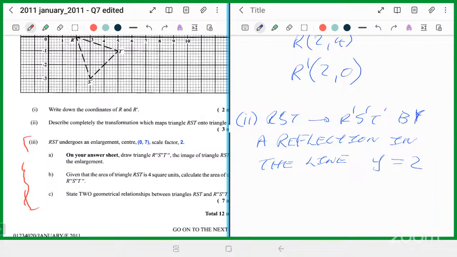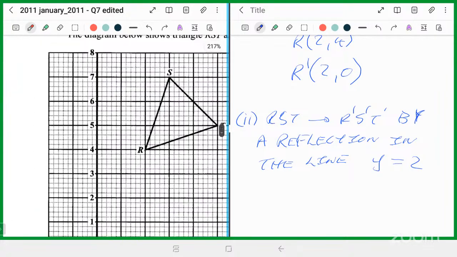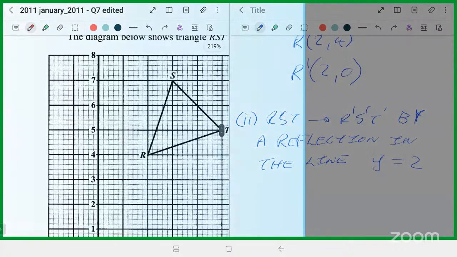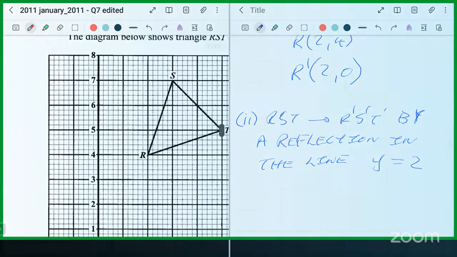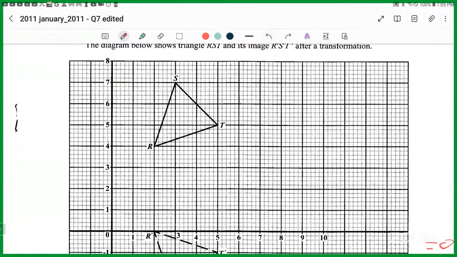So let's put the center of the enlargement on the diagram first, which is point 7. Point 7 is right here. Let me zoom it up for you. Let me close this out and do it here so you can see everything. So point 7 is this point right here. Put in the center of the enlargement there. Then each point must go on a scale factor of 2.